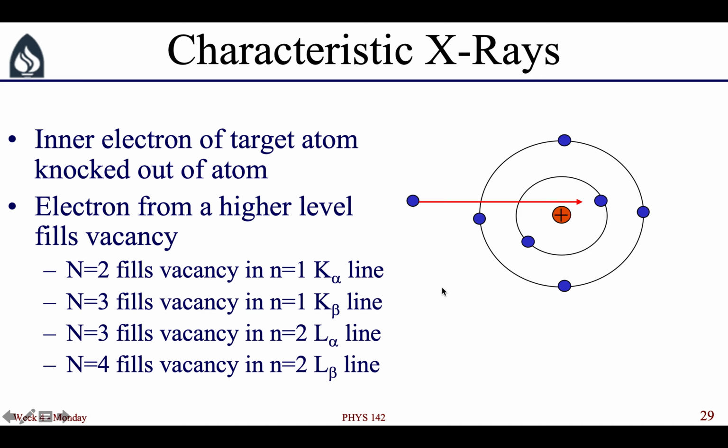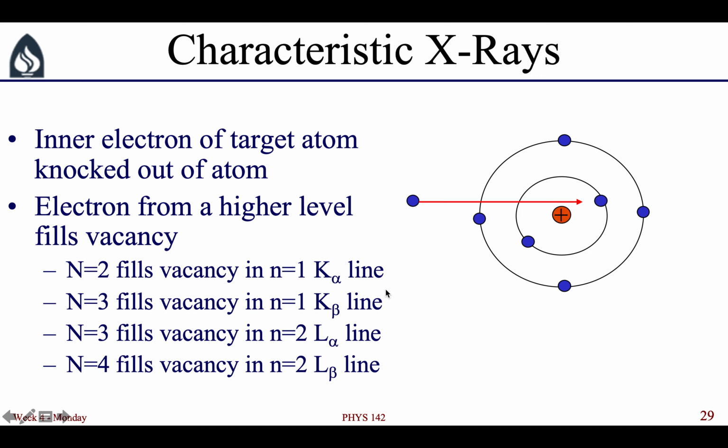So the lines that you get have specific names depending on where the electron that jumps down came from and where it's headed to. So if you have an n equals 2 electron, so an electron in the n equals 2 level, that's its shell, if an n equals 2 electron fills a vacancy in n equals 1, we call that a K alpha line. And this is because the first shell is sometimes referred to as the K shell. And if it's the n equals 2 electron, it's called the K alpha line because that's the first line that you can produce. That's the smallest energy gap between the n equals 2 level and n equals 1.